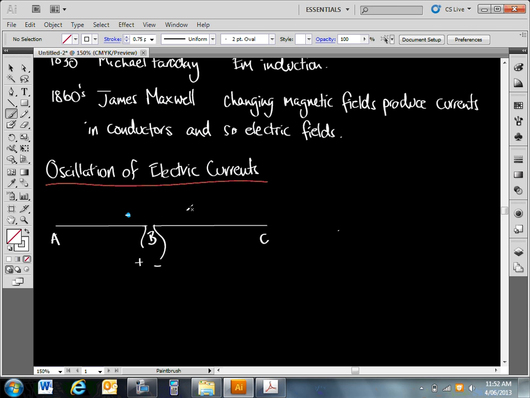At what point does it have maximum velocity? At B, yeah, okay, so maximum velocity there. At what point are they stationary? A and C, aren't they? So momentarily stationary.